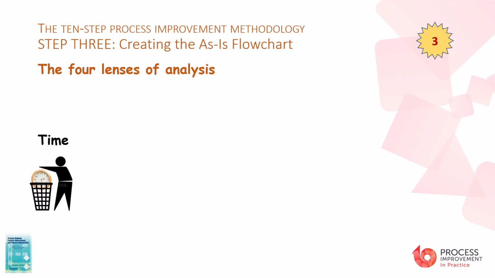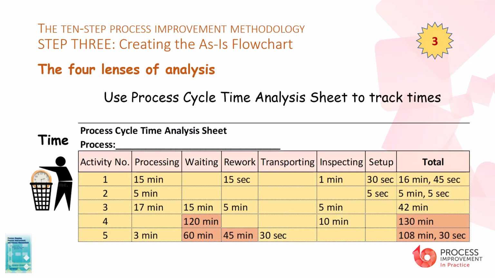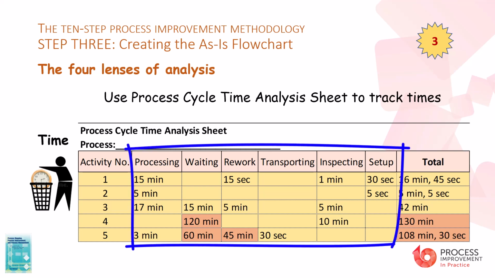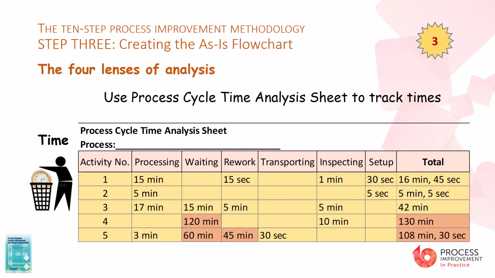One of the simple tools to log and track the times of process activities is the Process Cycle Time Analysis Sheet. In this sheet, all activities previously mapped in the functional flow chart are listed by their numbers in the first column. Then, the measured time for each activity is logged under its relevant time category as shown here. A stopwatch can be used here to measure activity time.